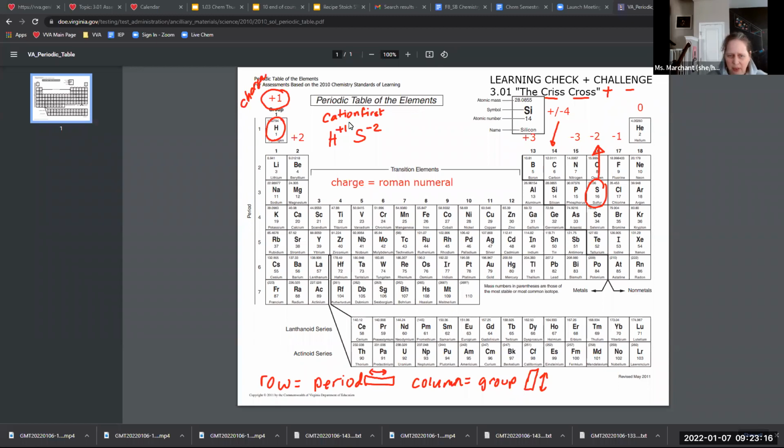You take the charge for the one element and you put it underneath the charge of the other. And you put its absolute value. So no signs, because this means the number of atoms. So there is one sulfur atom. And then you crisscross the other way. The -2, its absolute value goes on the other element below the other element's charge. So that's a 2. 2 atoms of hydrogen balance 1 atom of sulfur.